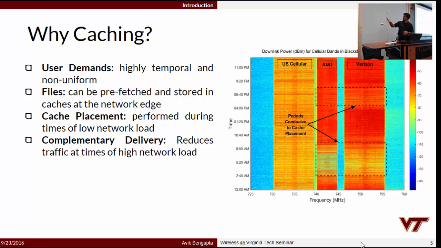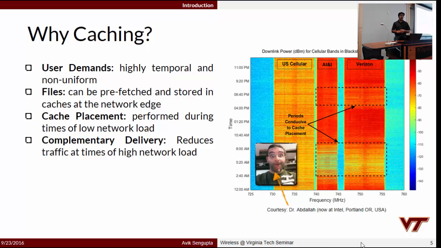So this figure I put on all my intro slides. This is work that has been done by the Virginia Tech Spectrum Observatory, and especially by Dr. Abdullah, who is now at Intel. He gave me this figure, and this is basically one day's observation of a downlink frequency spectrum. And you clearly see that there are various periods of inactivity and activity. With caching, we hope to utilize these periods of inactivity more, so that we can store content here and bring this red region to a more yellowish region.